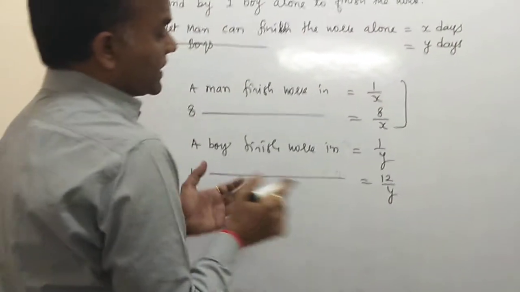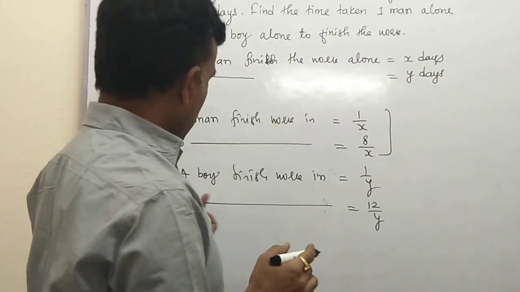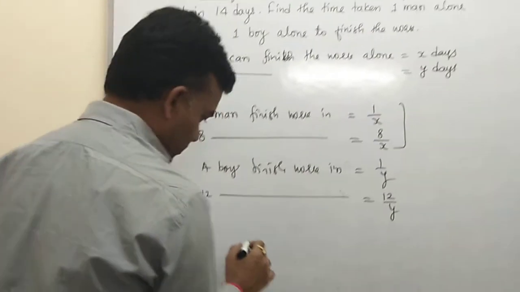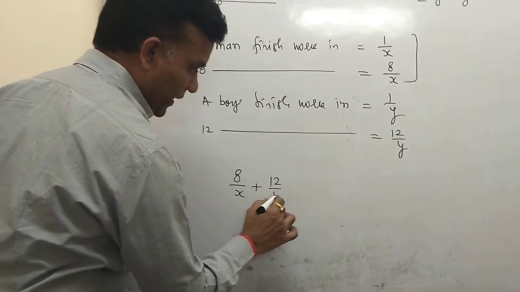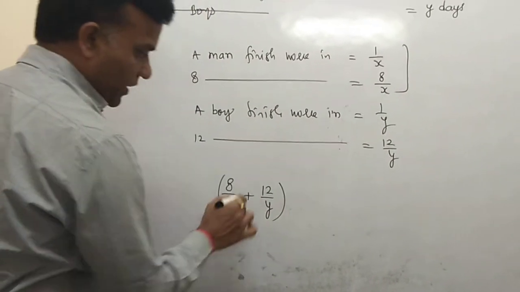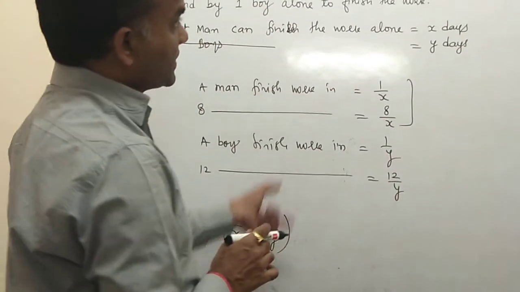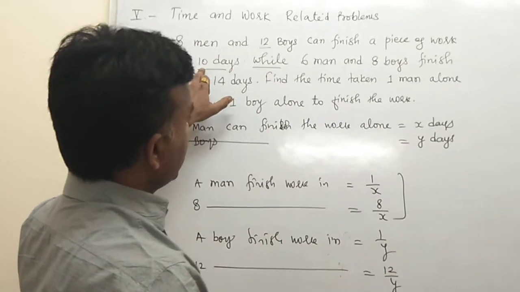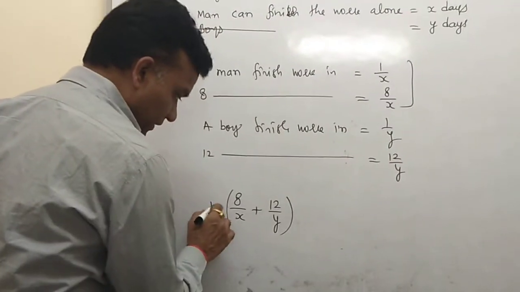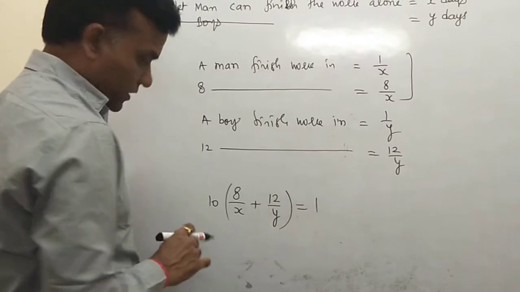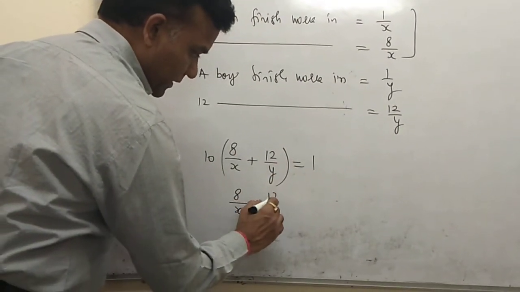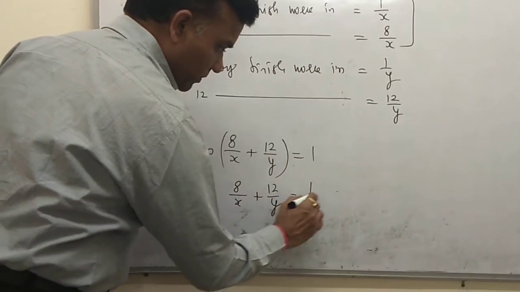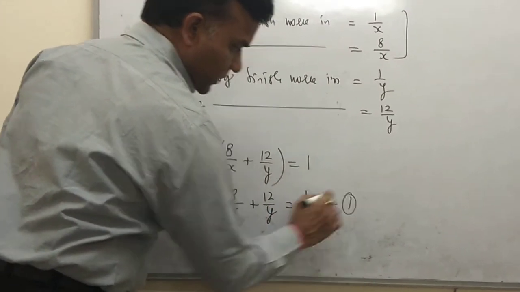And now 8 men and 12 boys work together. So you take together 8 by x and 12 by y. Okay, they finish this work in 10 days, so multiply by 10 and the work is finished. So this 10 comes to the other side: 8 by x plus 12 by y equal to 1 by 10. So this is the first equation.